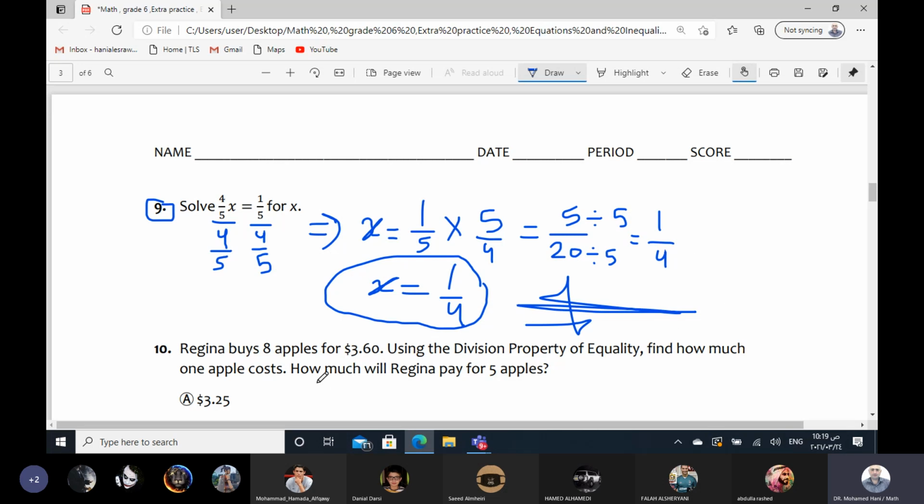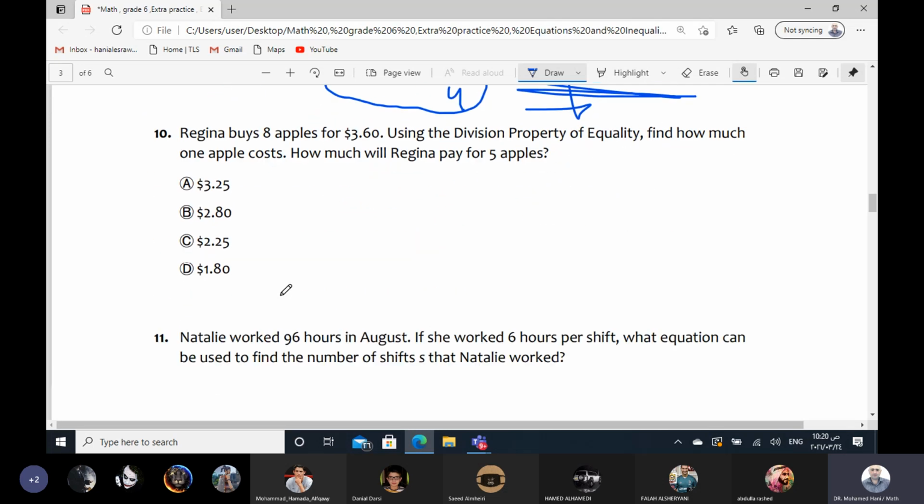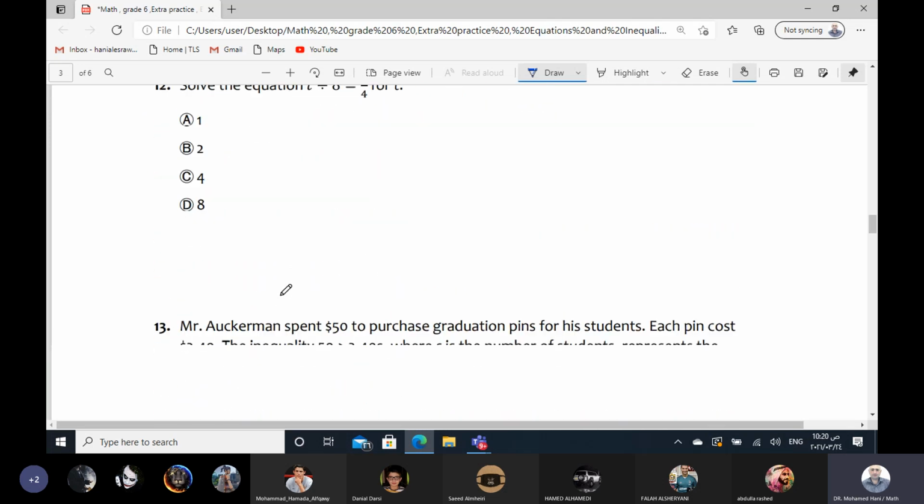I will send this worksheet as homework today, inshallah. I want from all to solve it. And tomorrow, inshallah, we will continue the remaining exercises.